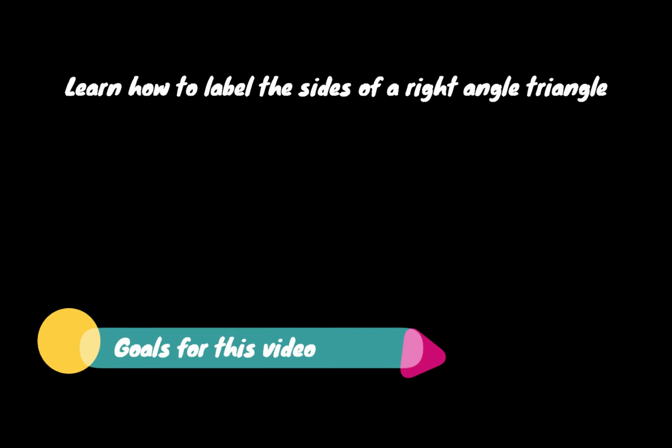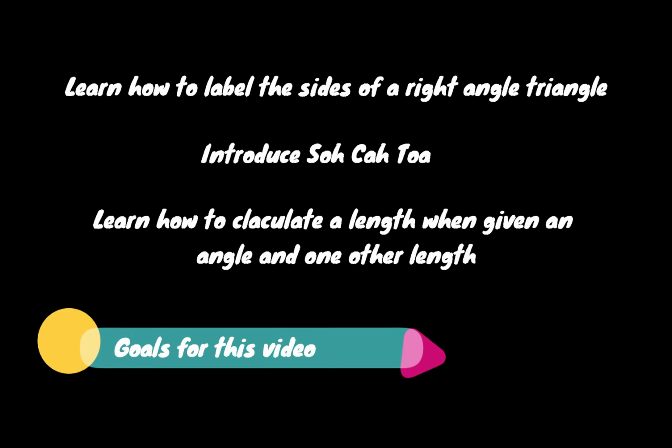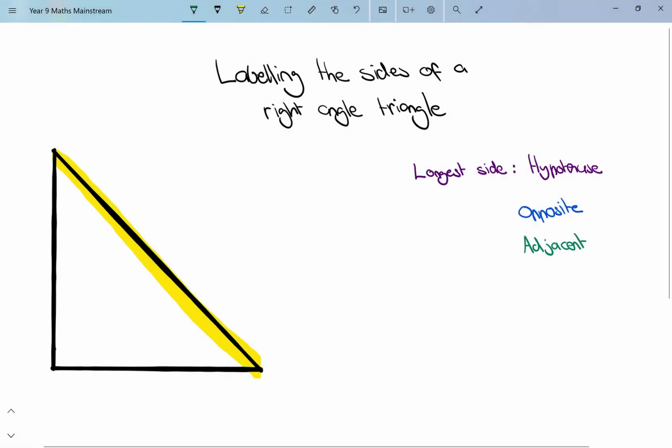In this video we're going to go over trigonometric ratios and how we can use those to calculate lengths on right angle triangles. So first we're going to show you how to label the sides of a right angle triangle. Then we're going to introduce SOHCAHTOA to help you remember which trigonometric ratio you need to use. And then finally we'll go through a few calculations.